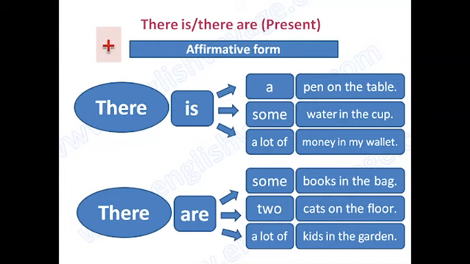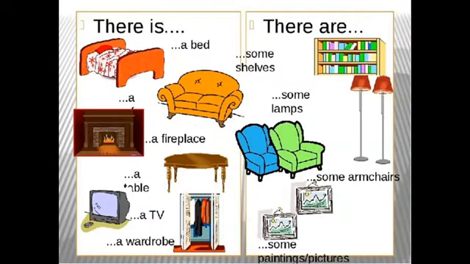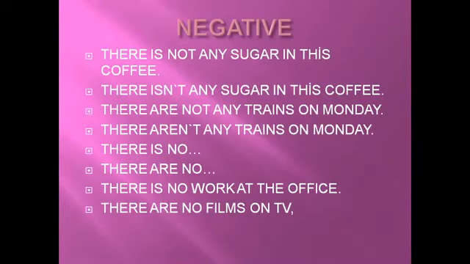Now let's look at there is and there are in the negative. To say that something does not exist somewhere, we usually use there is not with singular nouns. For example, there is not any sugar in this coffee. And with the contractions, there isn't any sugar in this coffee. And there are not with plural nouns. For example, there are not any trains on Sunday. Or there aren't any trains on Sunday. Remember that we use the word any in the negative.